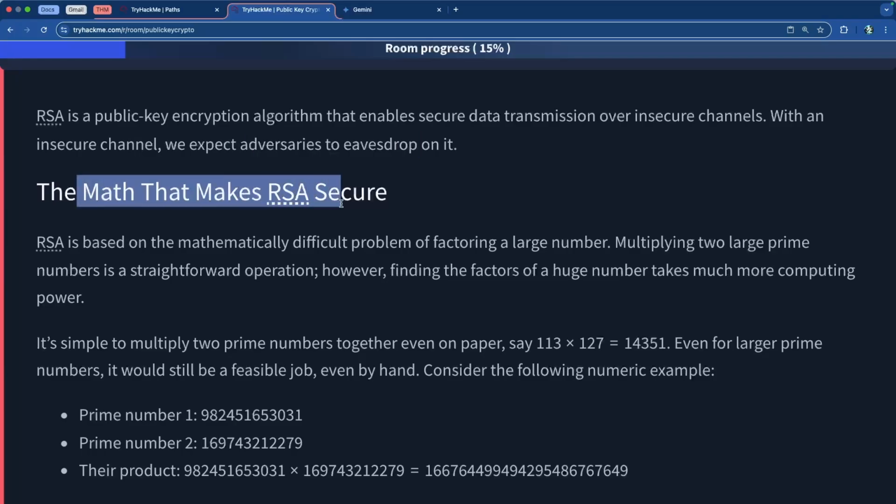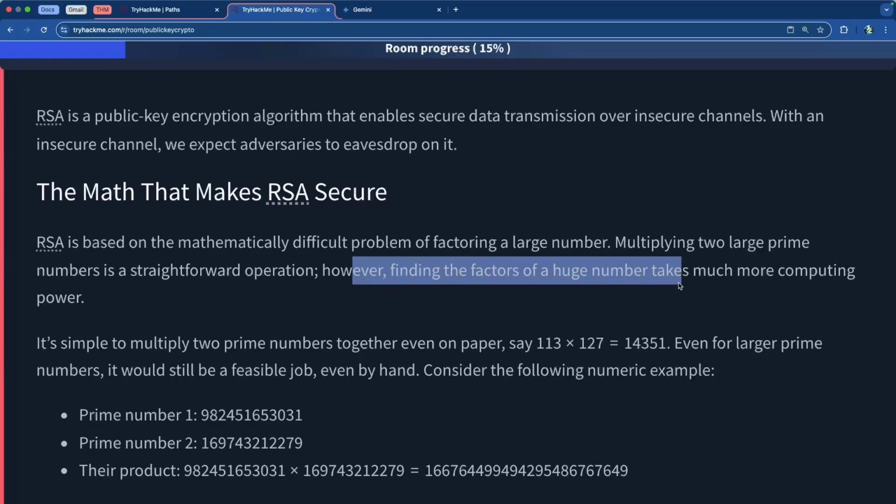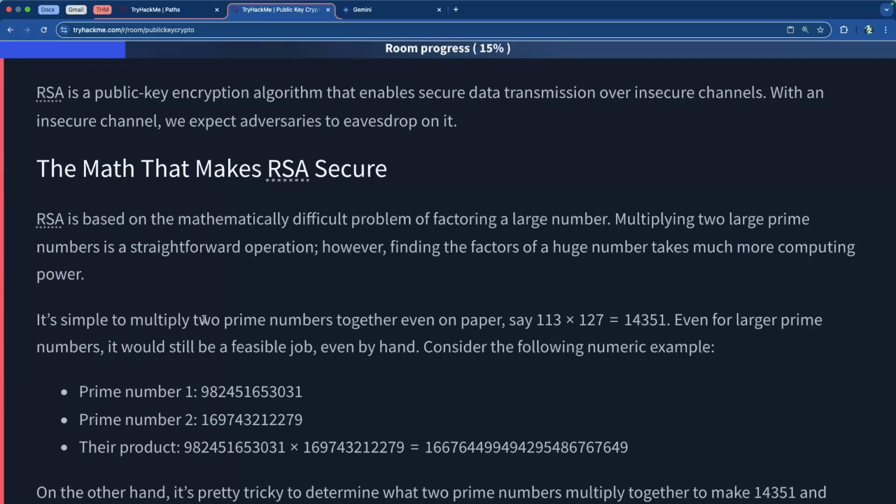But for the time being, the math that makes RSA secure is based on the difficult problem of factoring a large number. Multiplying two large prime numbers is a straightforward operation. However, finding the factors of a huge number takes much more computing power. It's simple to multiply two prime numbers together, even on paper. So let's say 113 times 127 equals 14,351. Even for larger prime numbers, it would be a feasible job, even by hand.